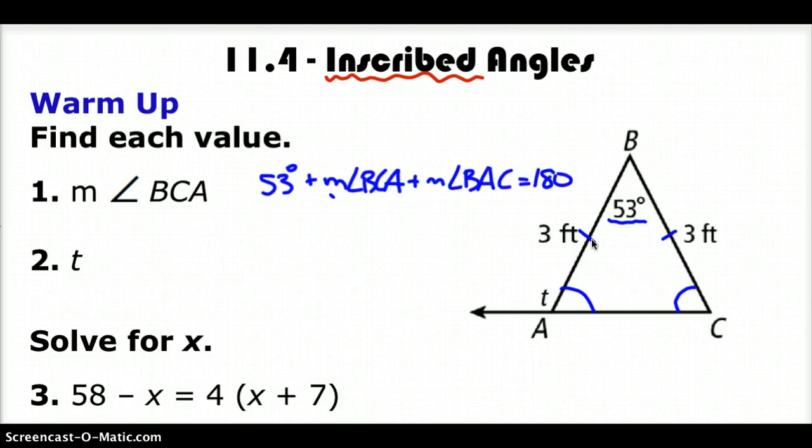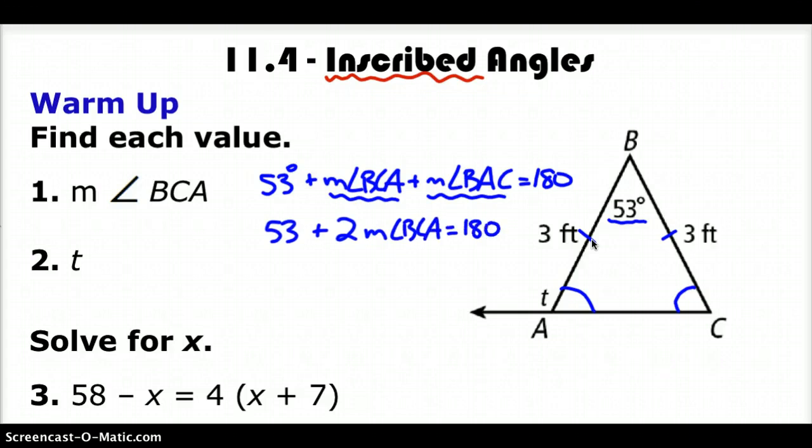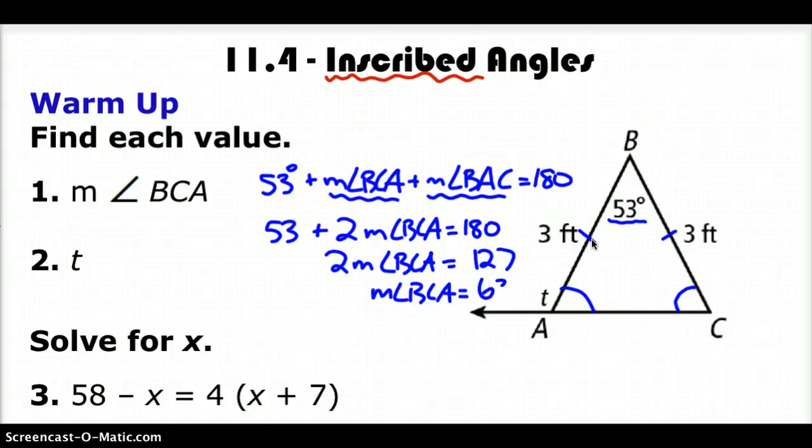Well, since these two angles have the same measure anyways, I'm just going to say 53 plus 2 times the measure of angle BCA equals 180 degrees. Now I'll subtract 53 from each side to get 2 times the measure of angle BCA is equal to 127. When I divide by 2, I find that the measure of angle BCA is equal to 63.5 degrees. And so there is my first answer.